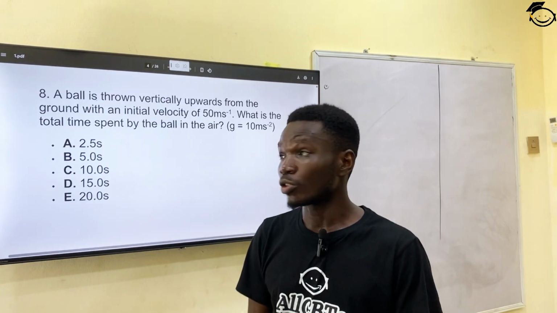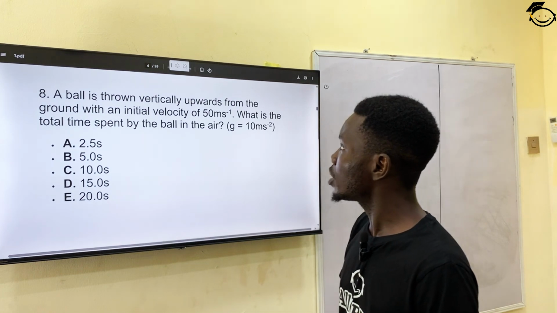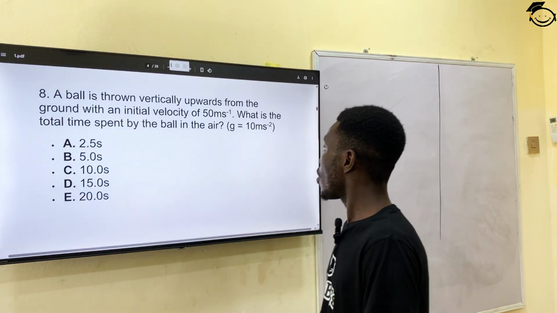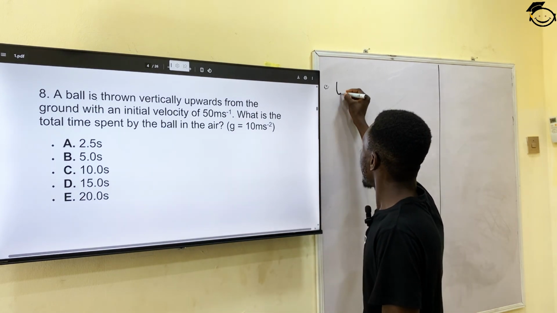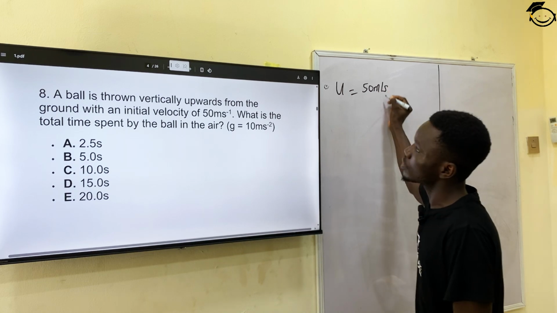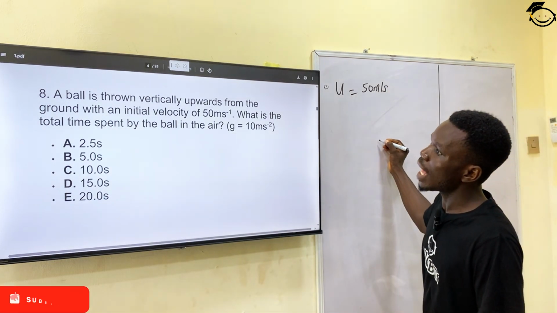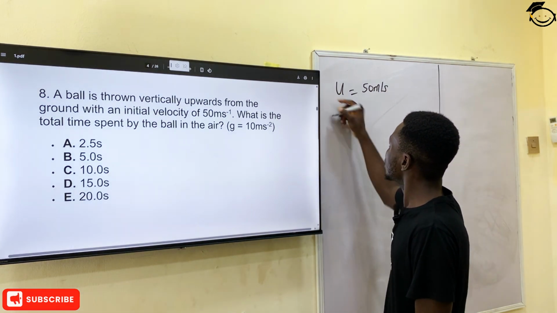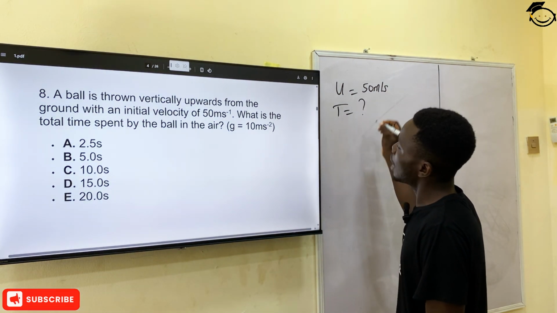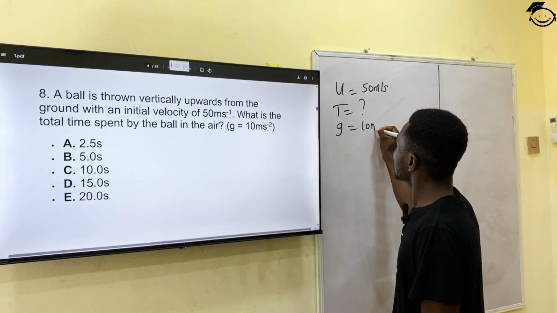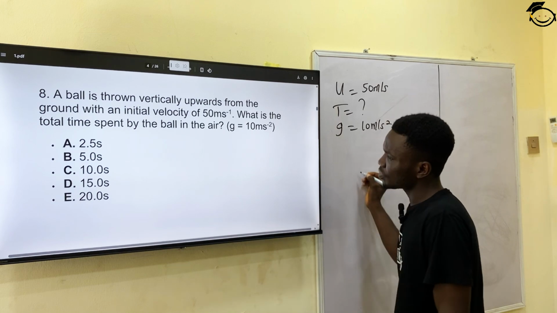So moving on to question number 8, it says a ball is thrown vertically upward from the ground with an initial velocity of 50 meters per second. So our u is 50 meters per second. And then it asks, what is the total time spent by the ball in the air? So we're looking for the time of flight, which is unknown. They gave us g in the question as 10 meters per second squared.